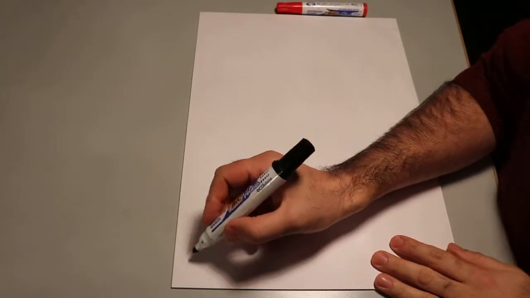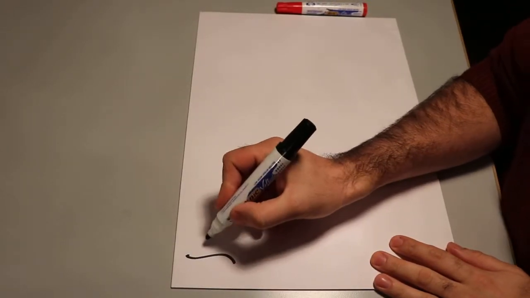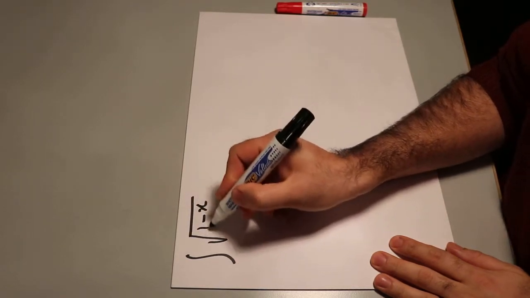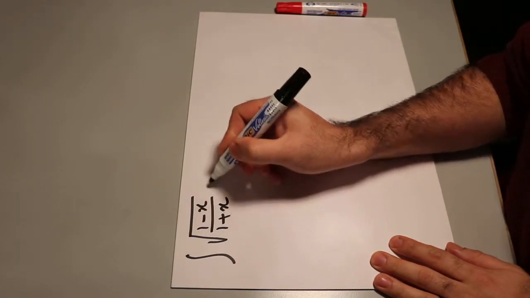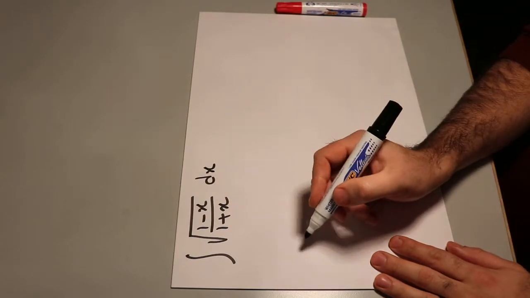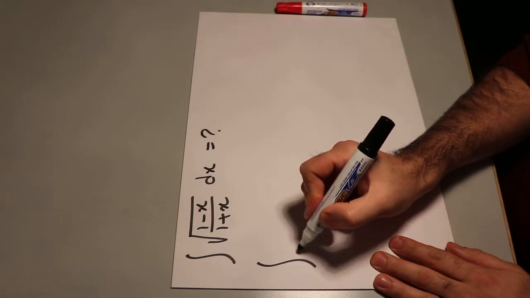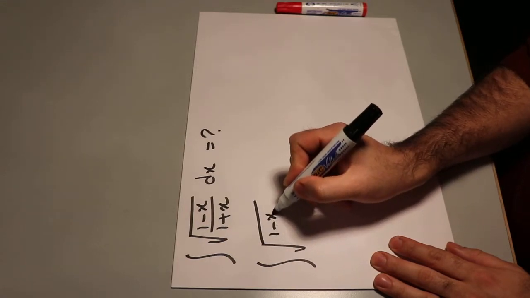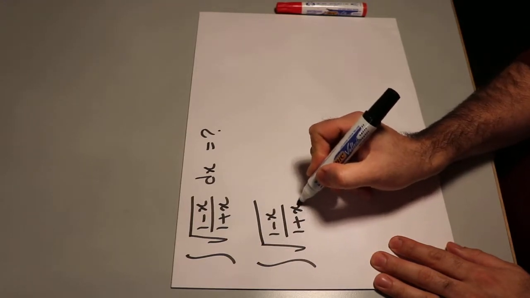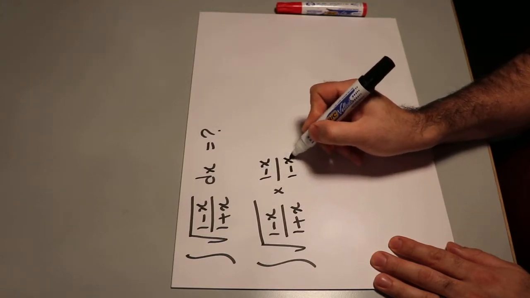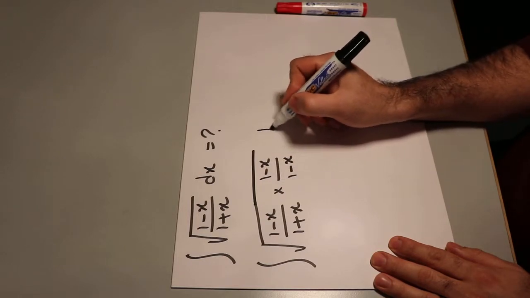Hello everyone, today I'm going to show you how to calculate the integral of the square root of (1 minus x) divided by (1 plus x) dx. Okay, to solve this integral I multiply this fraction, (1 minus x) divided by (1 plus x), by (1 minus x) divided by (1 minus x), dx.